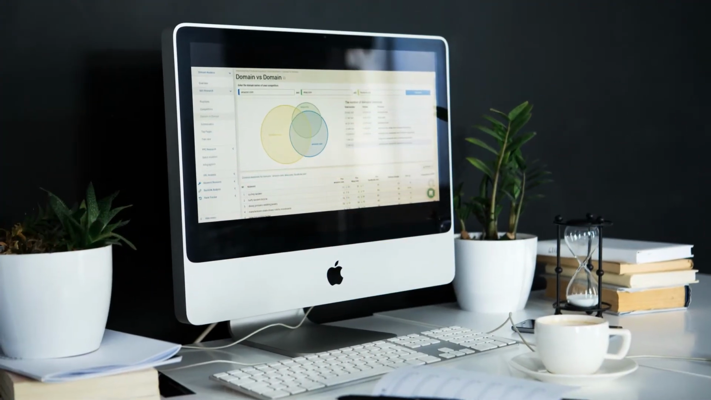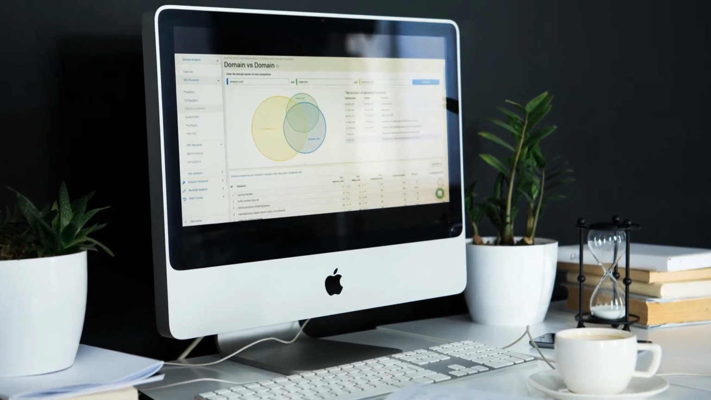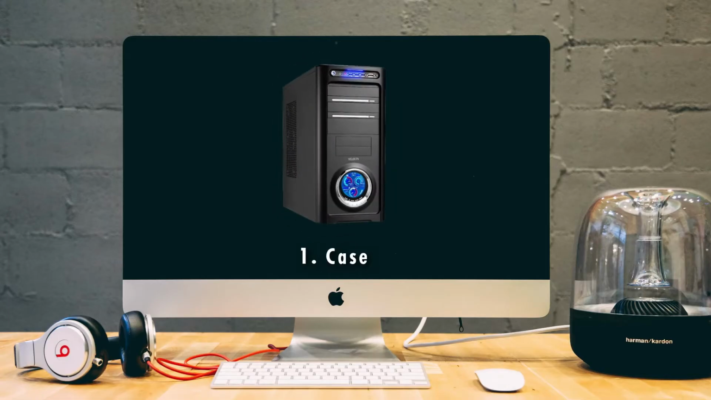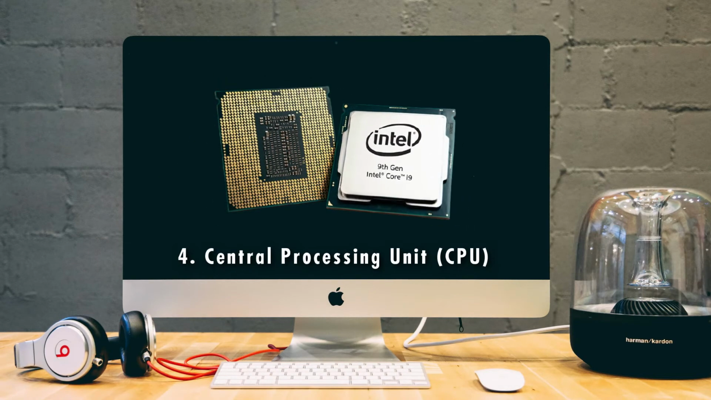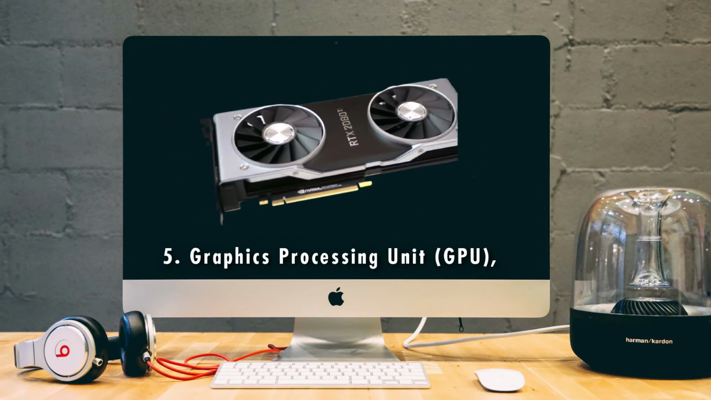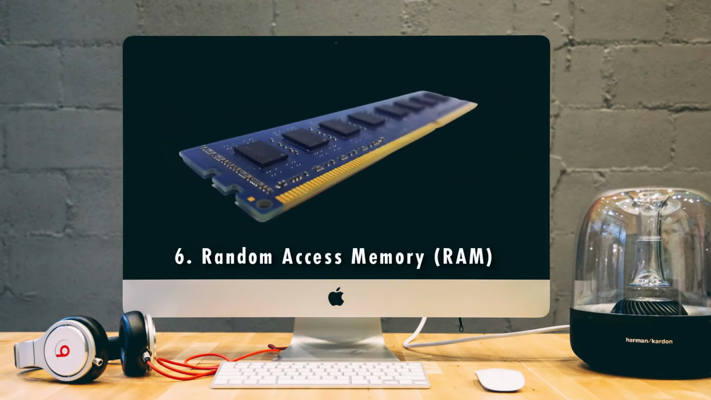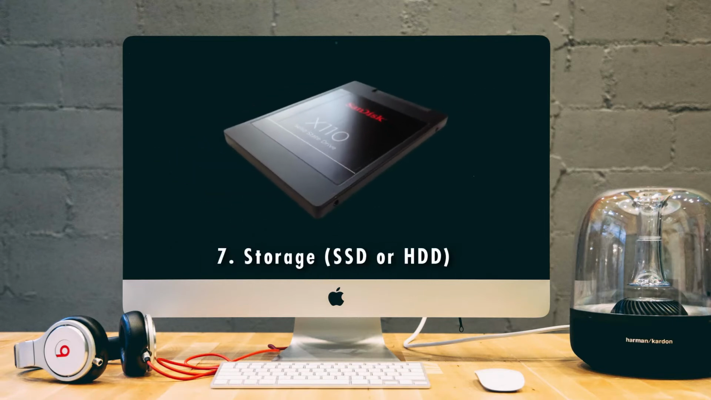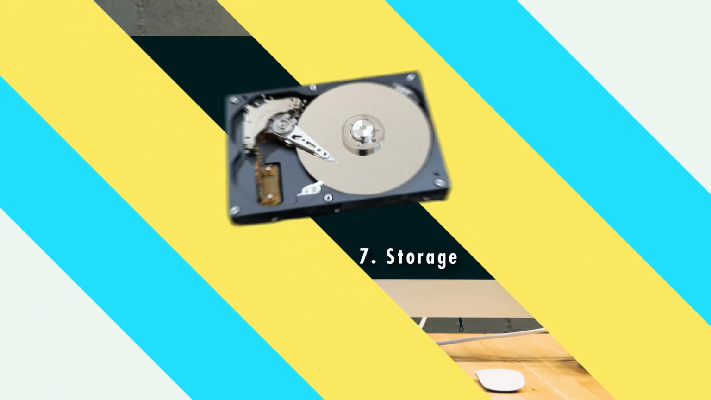Whether it's a gaming system or a home PC, the main components that make up a typical present-day computer include: case, power supply, motherboard, central processing unit or CPU, graphics processing unit or GPU, random access memory or RAM, and storage, which is a solid state drive or hard disk drive.